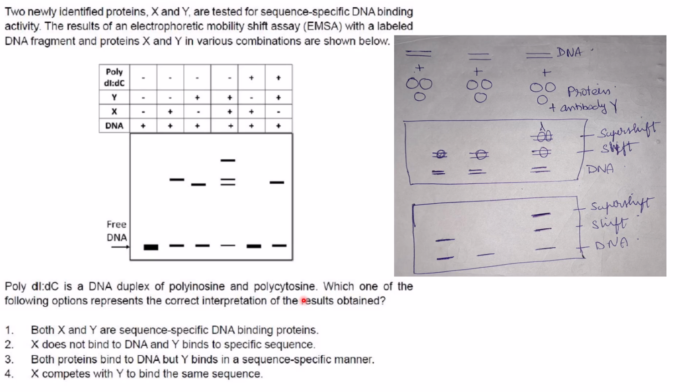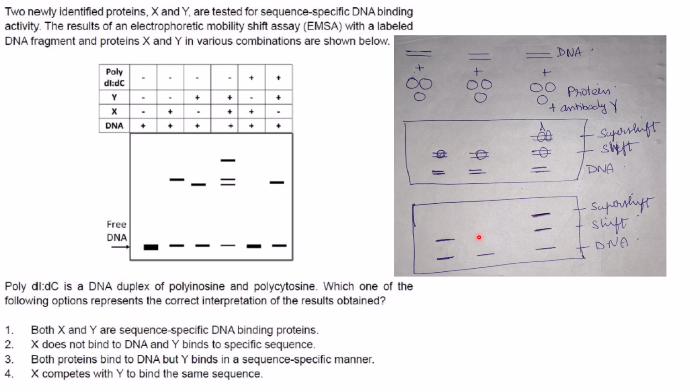Okay. Now coming to the specific competitor and why you didn't get a band over here. Specific competitors are also unlabeled DNA, but they have the same sequence as your target DNA. Specific competitors are unlabeled, but your target DNA is labeled. And these specific competitors are used to confirm sequence-specific protein binding by competing with the labeled DNA.